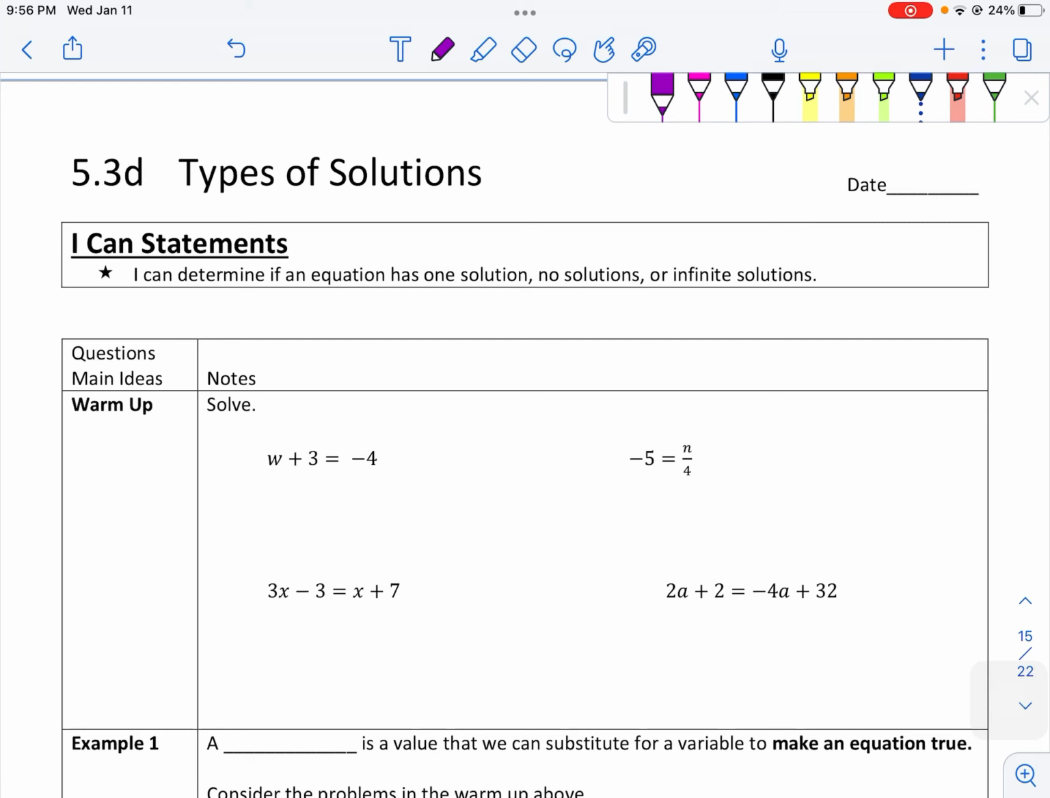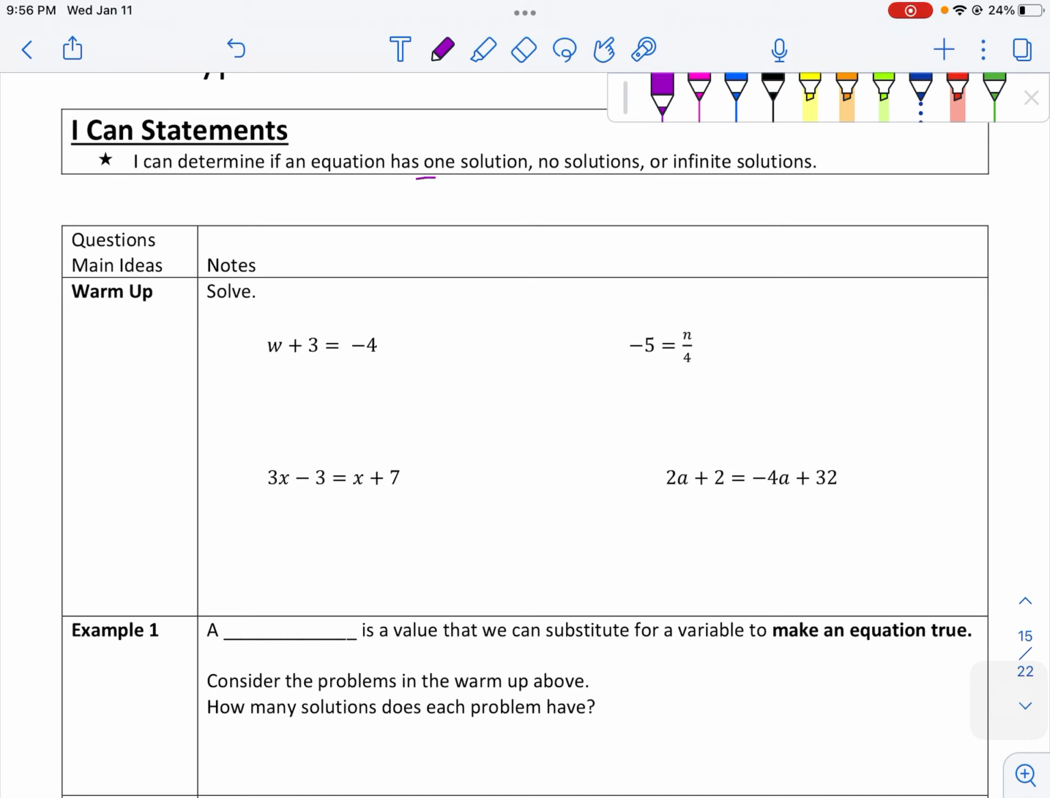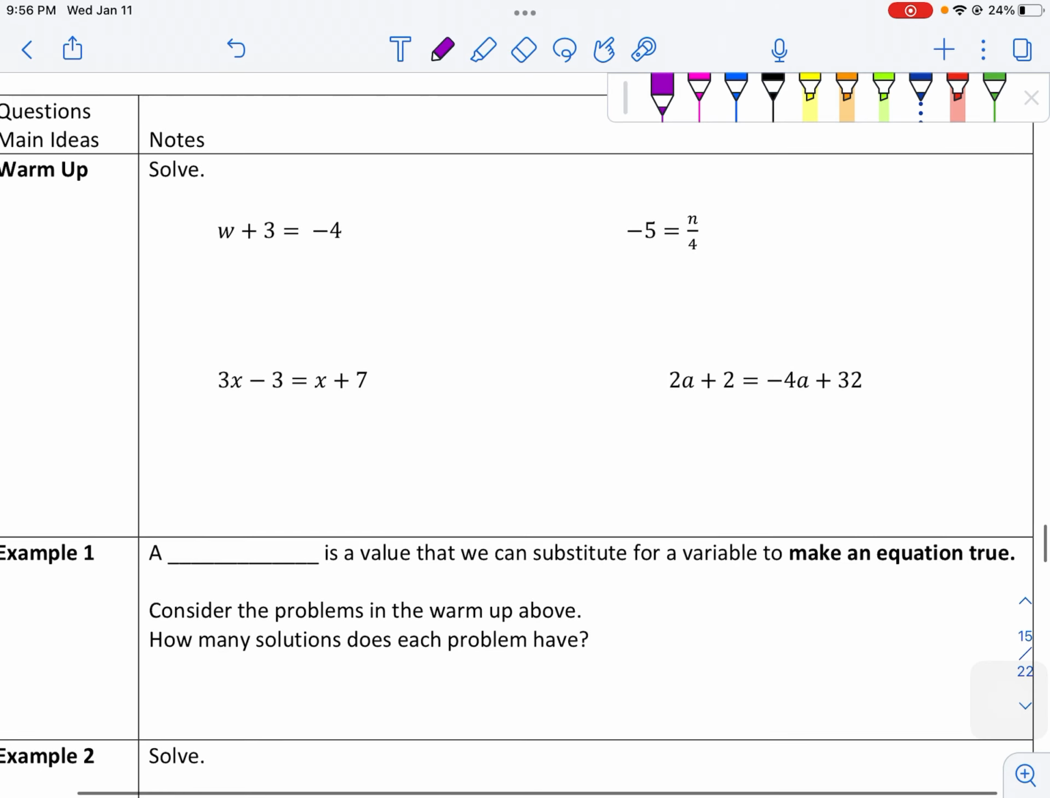All right, today we're going to do different types of solutions, and I'm really going to blow your mind on this one, I think. Maybe not, but it should be fun. Today we're going to talk about the different types of solutions: if it has one solution, no solution, or infinite solutions. So here are your warm-up problems. Hopefully you had a chance to work on them. If not, do them with me now.